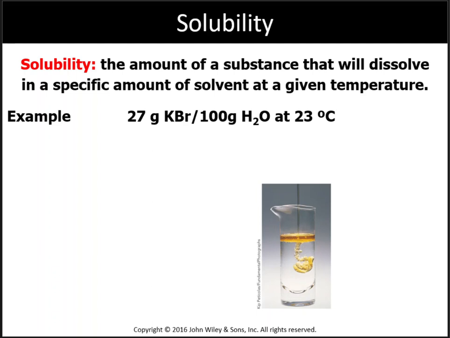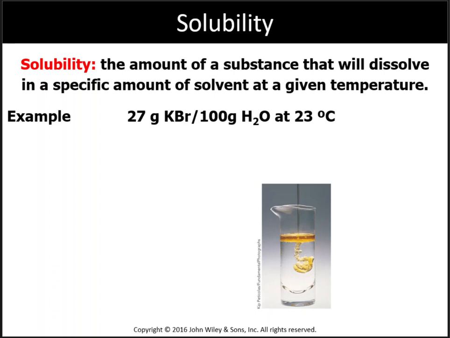Now, there are different ways that we can talk about this. So solubility in general, we define it as the amount of substance that will dissolve in a specific amount of solvent at a given temperature. So temperature is important, and I'll show you in the next couple of slides how temperature affects the solubility. But here is an example of how we report the solubility of something. For example, here you have 27 grams of potassium bromide in 100 grams of water at 23 degrees Celsius. So this represents the solubility of potassium bromide in water.